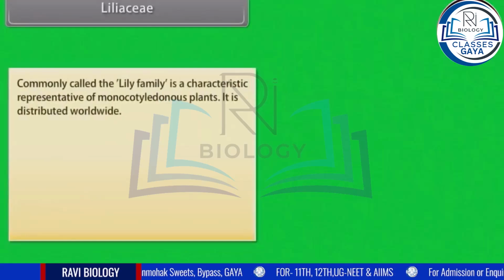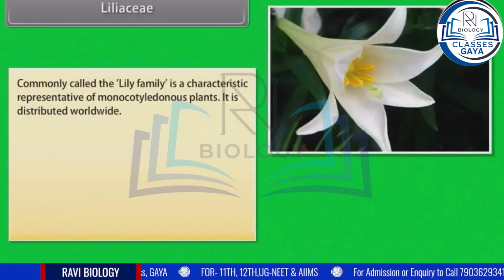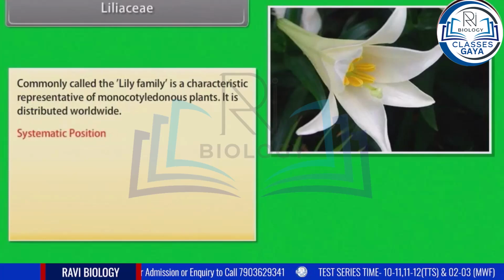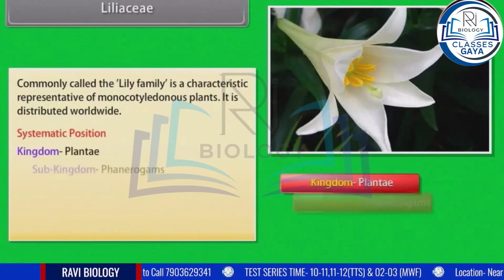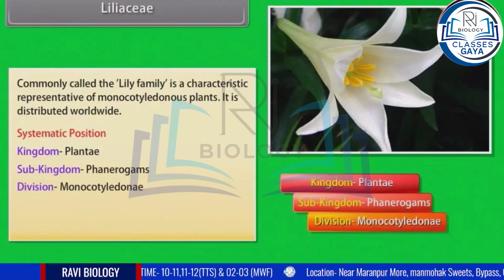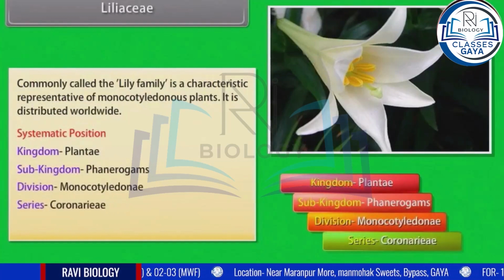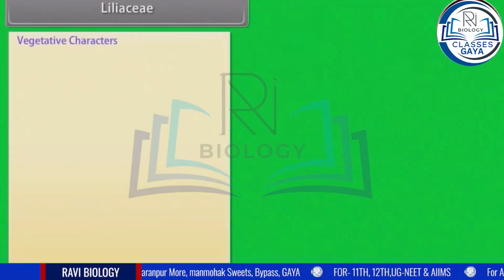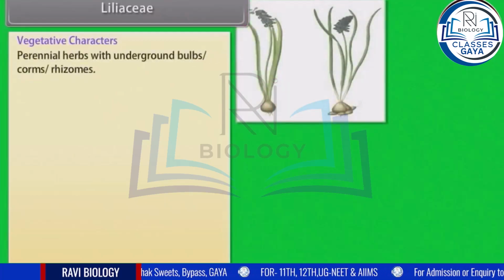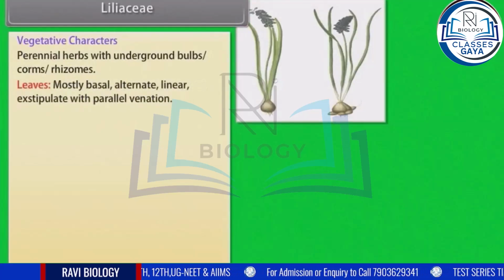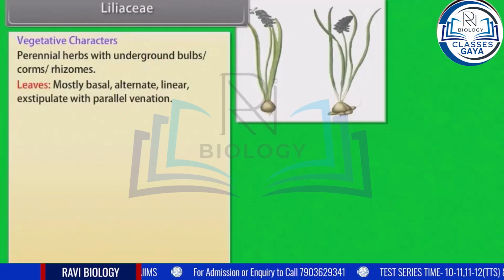Liliaceae, commonly called the lily family, is a characteristic representative of monocotyledonous plants. It is distributed worldwide. Systematic position: Kingdom Plantae, Subkingdom Phanerogams, Division Monocotyledone, Series Coronarieae, Family Liliaceae. Vegetative characters: perennial herbs with underground bulbs, corms, rhizomes, leaves mostly basal, alternate, linear, exstipulate with parallel venation.